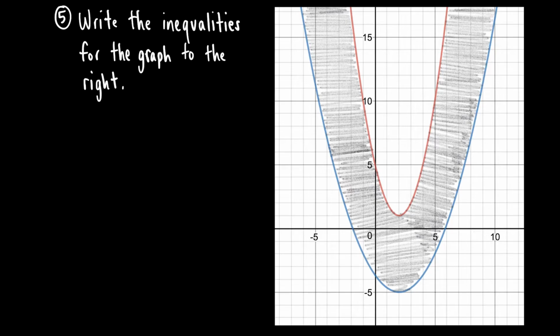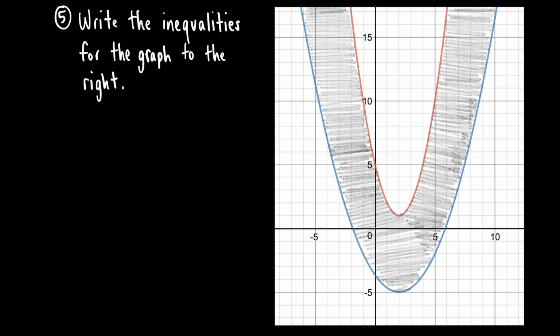All right, last one here. Write the inequalities for the graph to the right. This one's kind of interesting. It looks like what's happened here is we've drawn this red parabola and shaded below it, and then we drew the blue parabola and shaded above it. Let's go ahead and figure out the equation for the red parabola first.